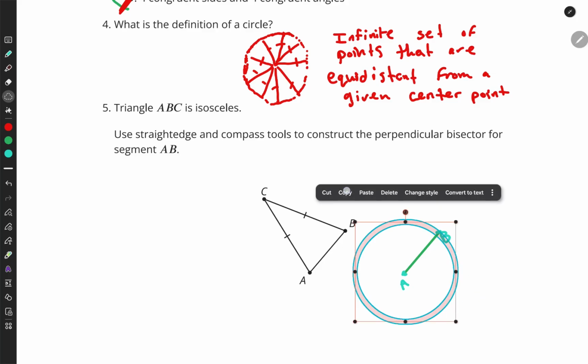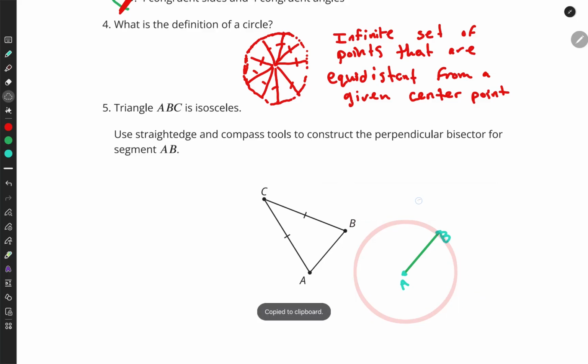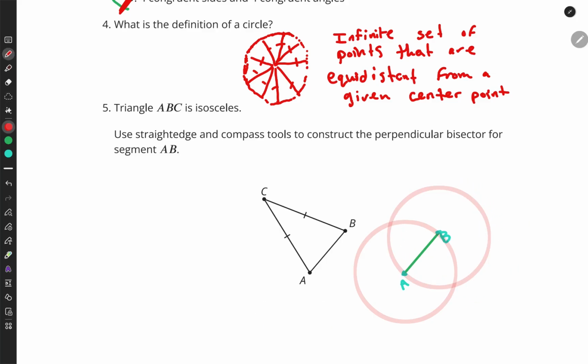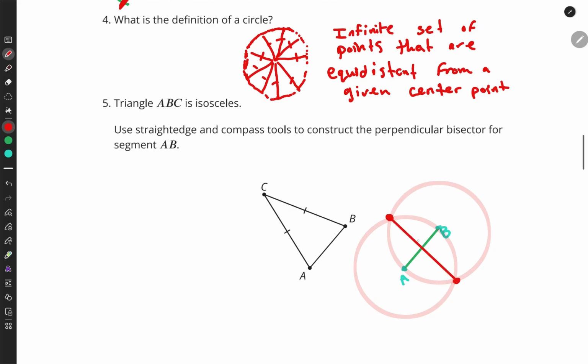All right, so we drew a circle around A. Then we're going to draw a similar size circle around B. So I just used my compass to draw a circle around A. Didn't change the size, drew that same circle around B. And then I get two intersection points, right? Well, all you have to do is connect those intersection points. And there you go, you have a perpendicular bisector.